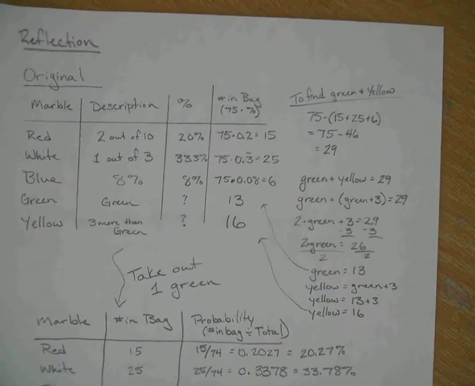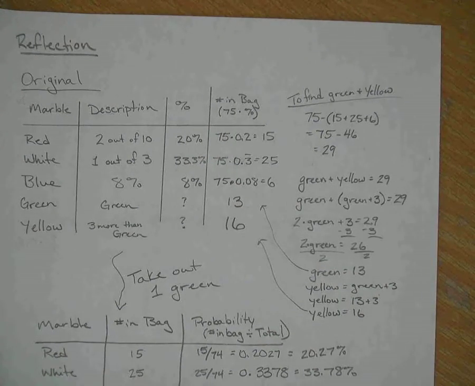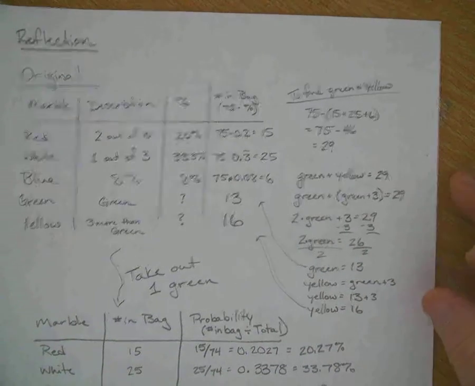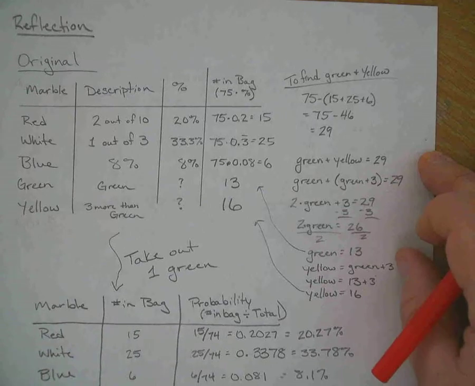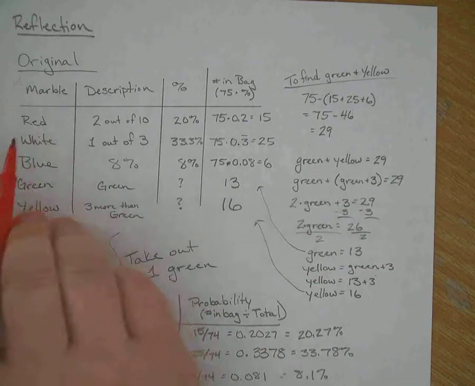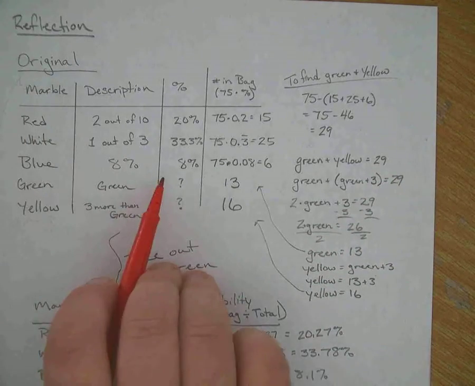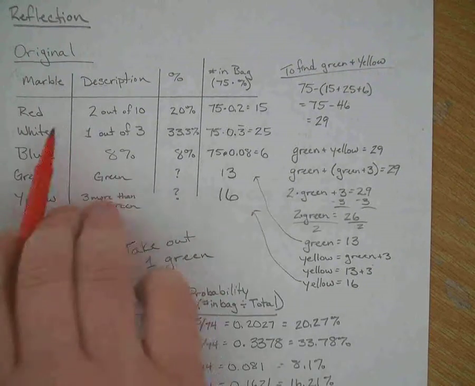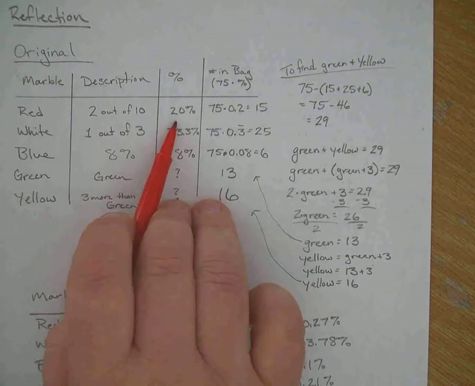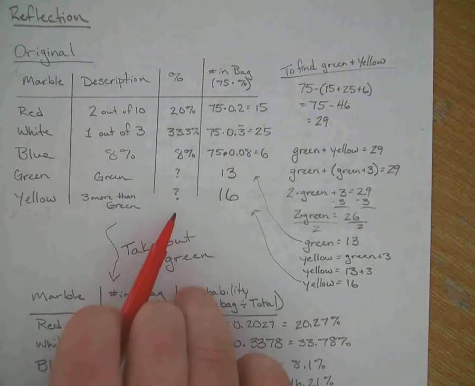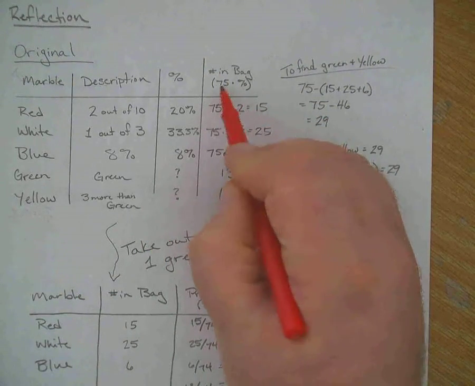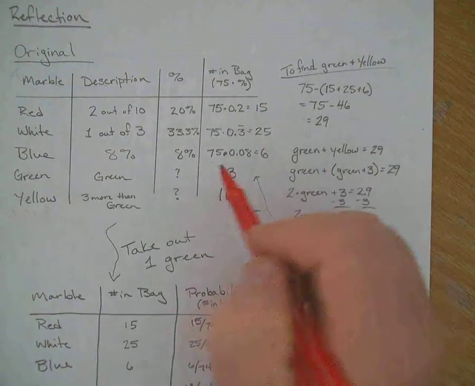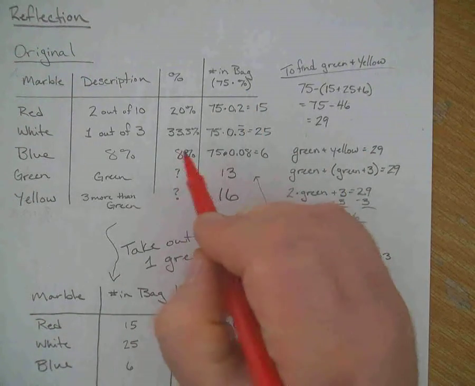The reflection, I totally look at an abridged version of the original write-up. You know, I don't want to write as much, but I want to make sure that I hit everything. Okay, so let's look here. I'm talking about the original makeup of the bag, and I went into a little more detail here. I turned those into percents right here, and I also said that the number in the bag is the 75 times the percent. Okay, sort of like an Excel worksheet here.